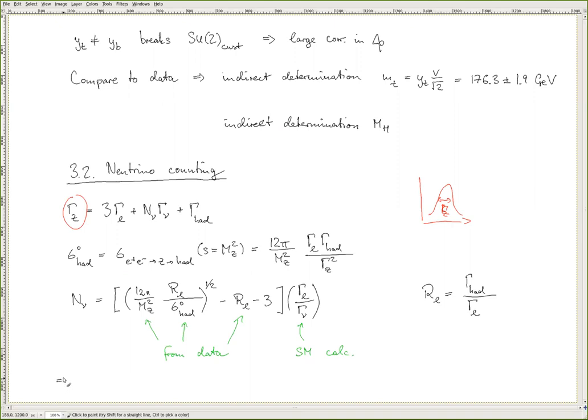And if one does that, one gets for the number of neutrinos 2.996 plus or minus 0.007, which is in excellent agreement with 3. Right? So this will indicate that there are exactly 3 neutrinos that couple to the Z boson.